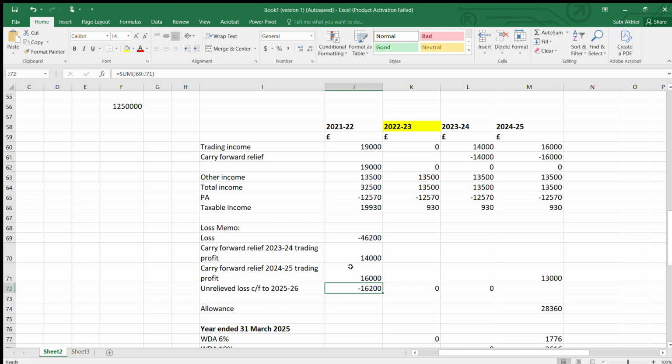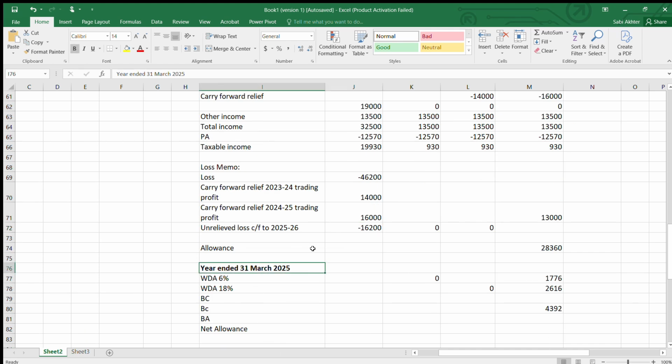Now, part B, where we are claiming. So what am I going to do? Just copy paste the entire thing.